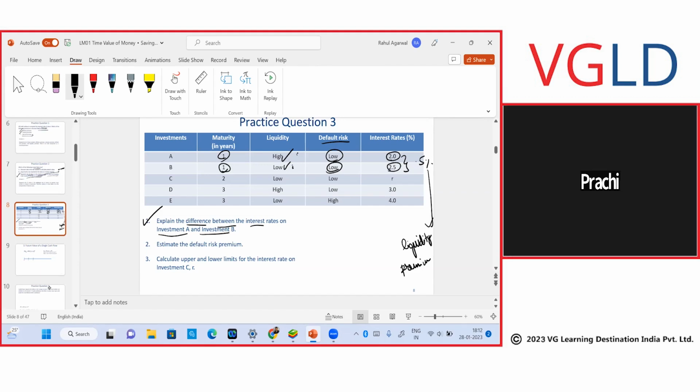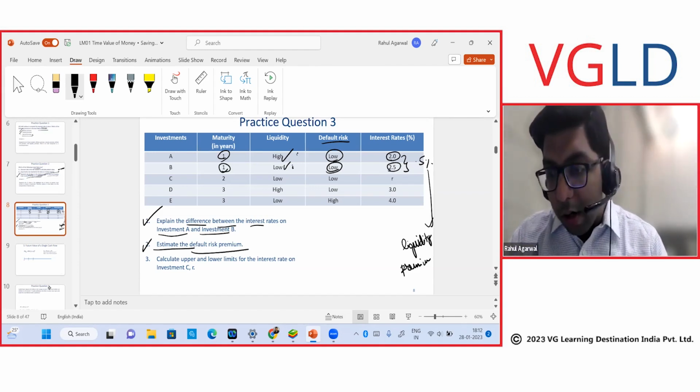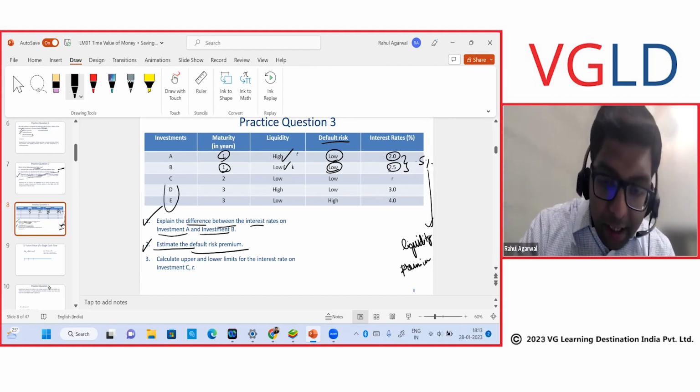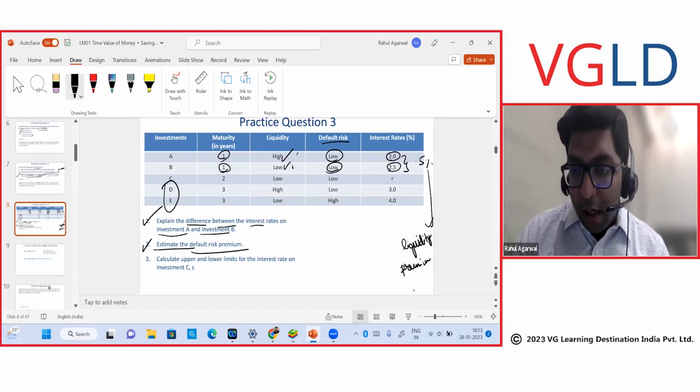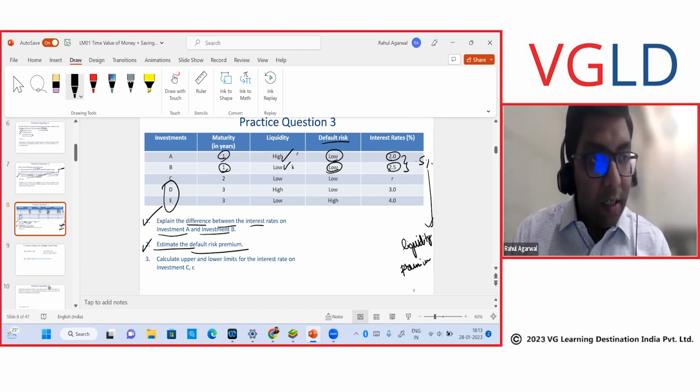Yes, sir. Question 2: estimate the default risk premium. Now try to understand this. Let's look at D and E. So let's understand this.